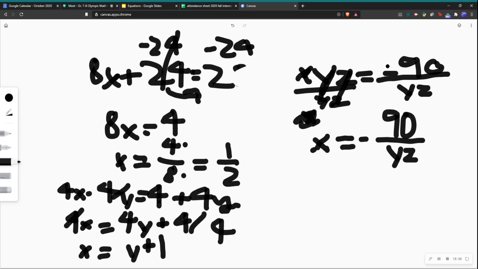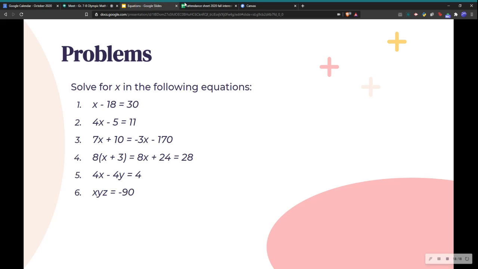Does anyone have any questions about these problems? Anything that I need to repeat or anything? No? Does everyone understand how you solve these problems? I guess we'll move on then. Oh, go ahead.